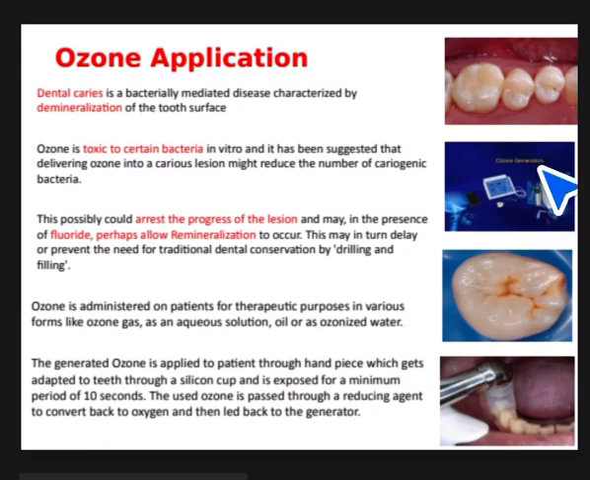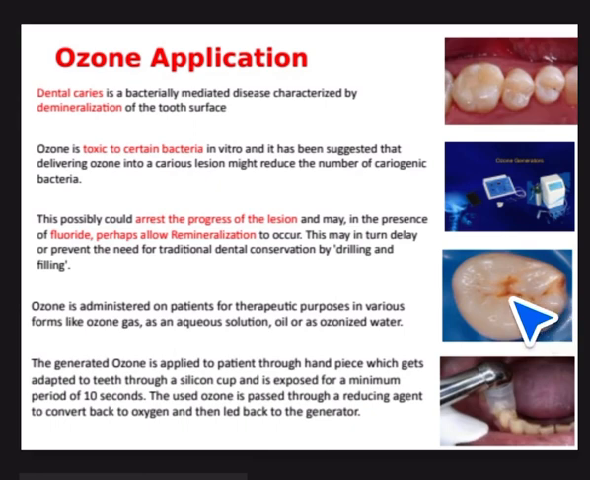equipment, which is called an ozone generator. It produces ozone, and it is connected to a handpiece. And this handpiece has a silicone cup. And we place this cup over the tooth, and we flush in ozone, which can be gas, or it can be a solution, or ozonized water. We put it on the tooth. So what happens? Ozone flows into these incipient, non-cavitated lesions, and it kills the bacteria.